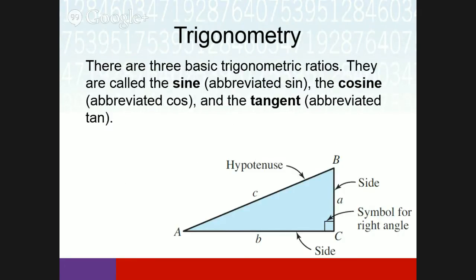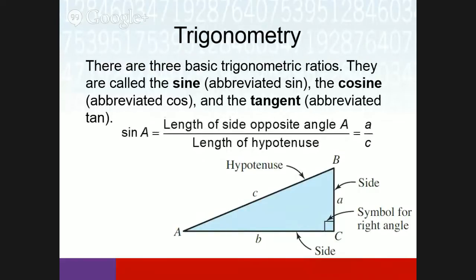So we're going to talk about the 3 basic trigonometric ratios. It turns out there's 6 of them, but we're only going to talk about 3 of them: sine, cosine, and tangent. Sine of angle A. If I'm looking at this angle and I take the sine of the angle, then that's going to equal the same ratio as the length of the opposite side over the hypotenuse.